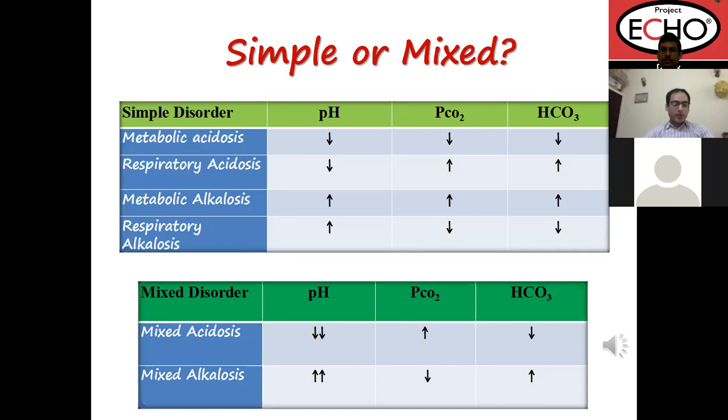And the change in pH cannot be explained by either of these two. That is, the change in pH will be out of proportion to either the change in CO2 or the change in the bicarbonate. Whereas in simple acid-base disorders, the change in the pH can be explained by either CO2 or bicarb, whichever is abnormal. So if there is complete compensation, always and always think about mixed acid-base disorder.